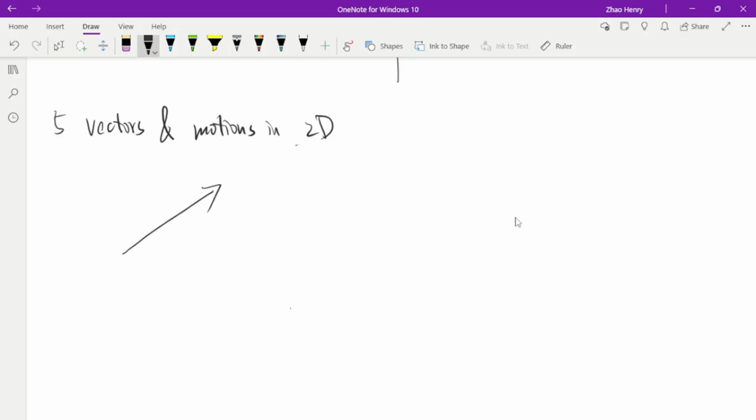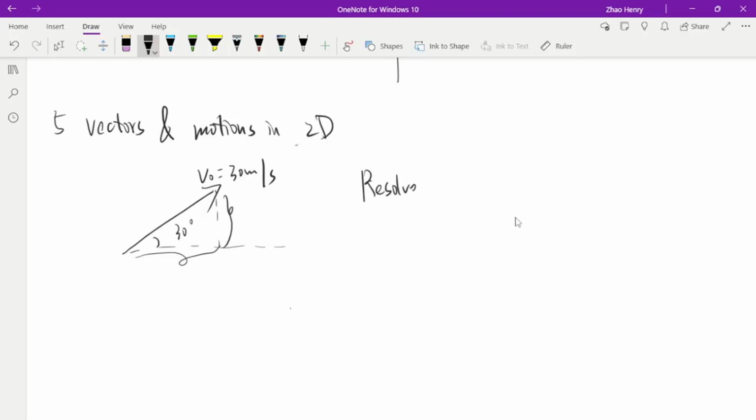A ball is moving upward with an initial speed of 30 meters per second. It's a fast ball with an angle of 30 degrees above the ground. Let me ask you, what is the vertical component of the ball, and what is the horizontal component of the ball?